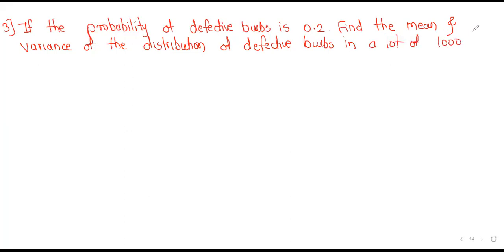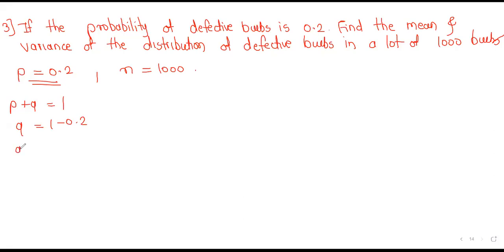Okay. So first of all, here we have given the probability of defective bulb, that is P is equal to 0.2, and the distribution of defective bulbs in a lot of 1000 bulbs, that is N is equal to 1000. Now we have to calculate mean and variance. From P, first of all we calculate Q. So P plus Q is equal to 1. Q is equal to 1 minus 0.2. So Q is equal to 0.8.